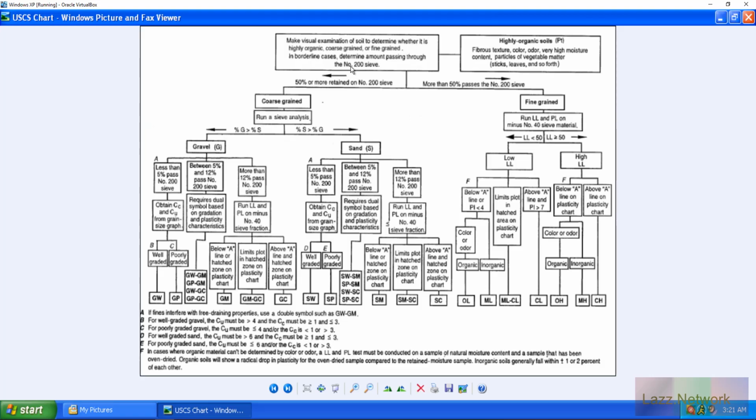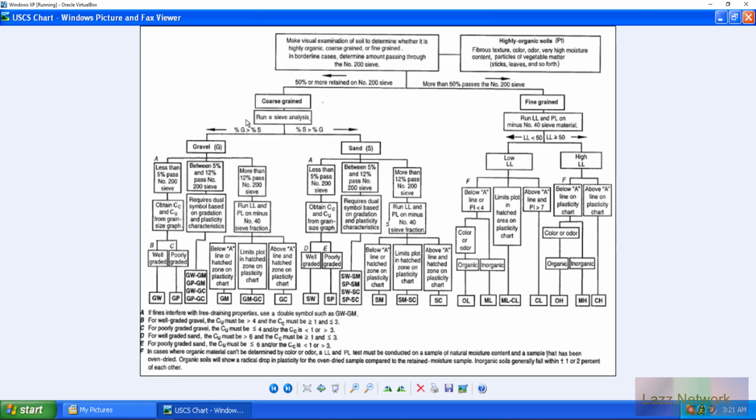We would do our wash, which would be our first step. After we do our wash, we have to determine, do we have 50% or more retained on the 200, or 50% or more that is past the 200? This is just indicating how much material passed your number 200 sieve, and then you can go from there. So if we have less than 50%, then it would be coarse-grained material.